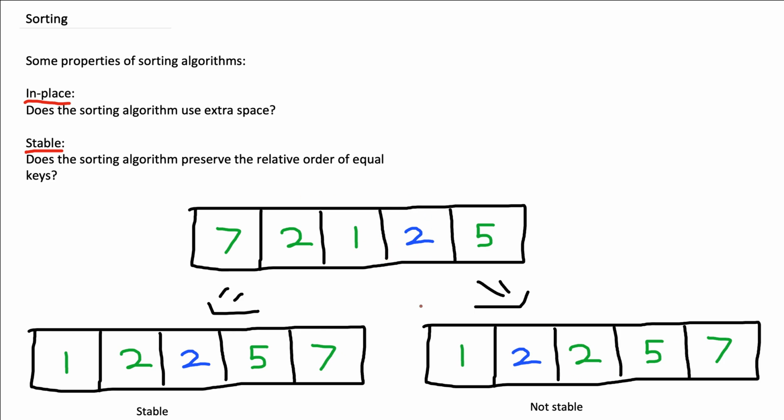So we see the relative order of these 2's on this left array is preserved because the blue 2 started before the green 2, and after the array was sorted, it's still after the green 2.